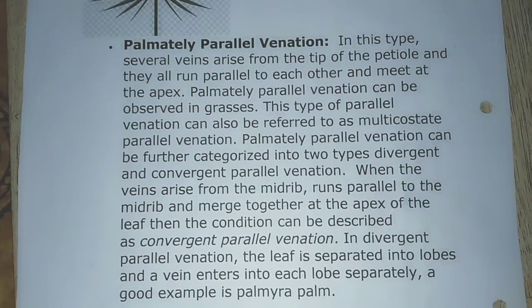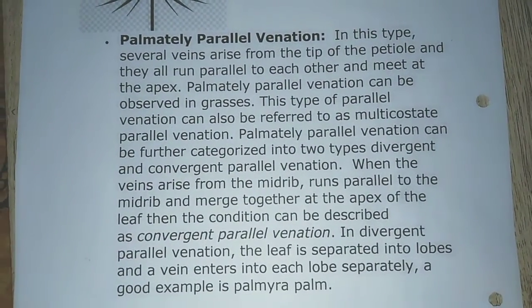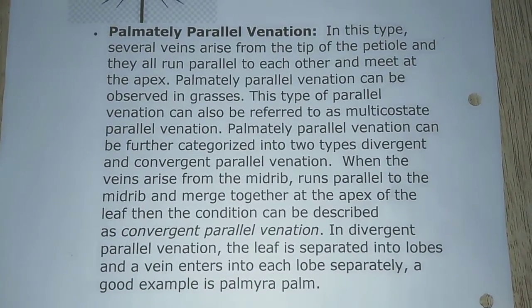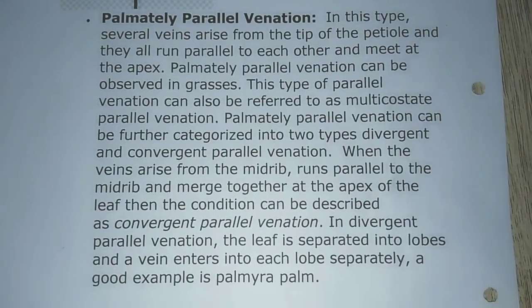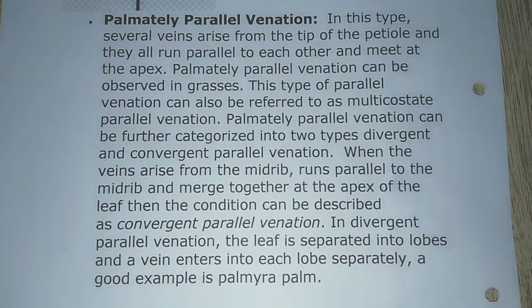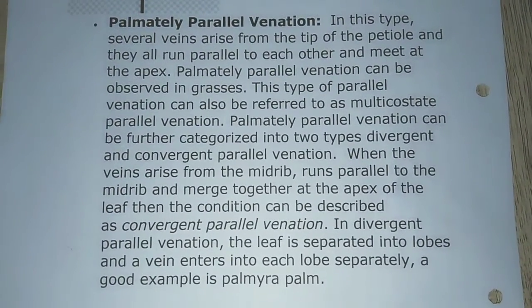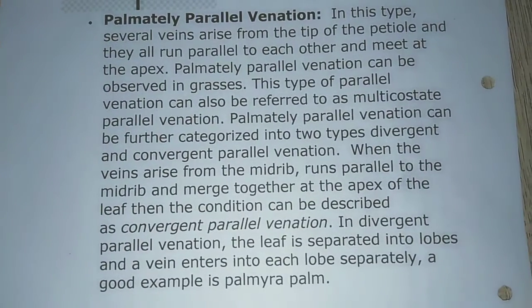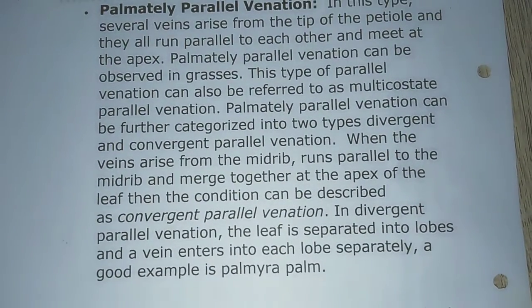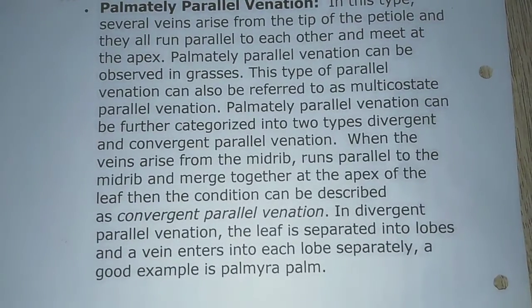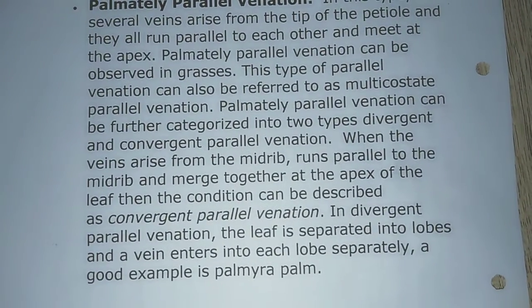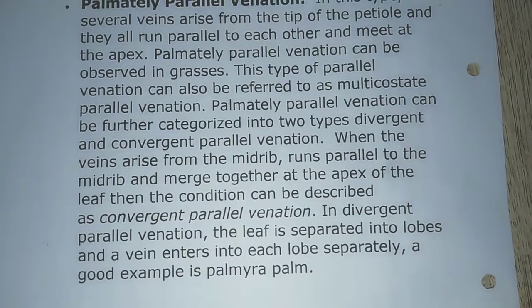In palmately parallel venation, several veins arise from the tip of the petiole and they all run parallel to each other and meet at the apex. Palmately parallel venation can be observed in grasses. This type of parallel venation can also be referred to as multicostate parallel venation. Palmately parallel venation can be further categorized into two types: divergent and convergent parallel venation.